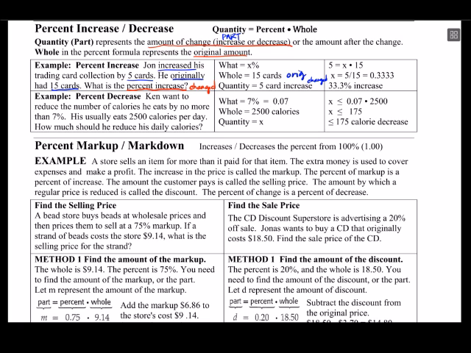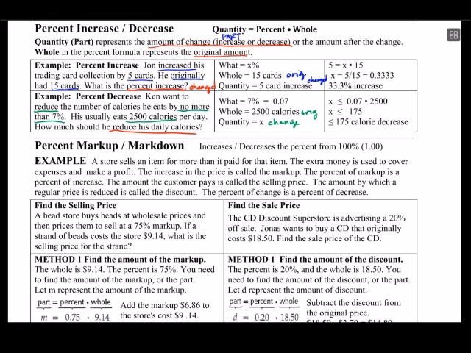Let's look at our percent decrease example. Ken wants to reduce the number of calories he eats by no more than 7%. This is an inequality. He usually eats 2,500 calories per day. There's our original. How much should he reduce his calories? So this is our change. We want to know how much the calories should change.